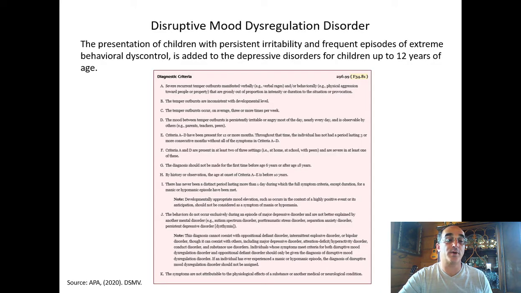The first of the depressive disorders is the disruptive mood dysregulation disorder. This is the presentation of children with persistent irritability and frequent episodes of extreme behavioral discontrol. It is added to the depressive disorders for children up to 12 years of age. Let's take a look at the DSM-5 diagnostic criteria.